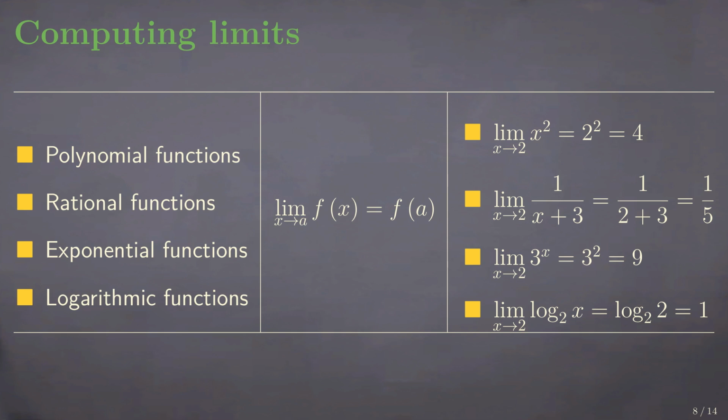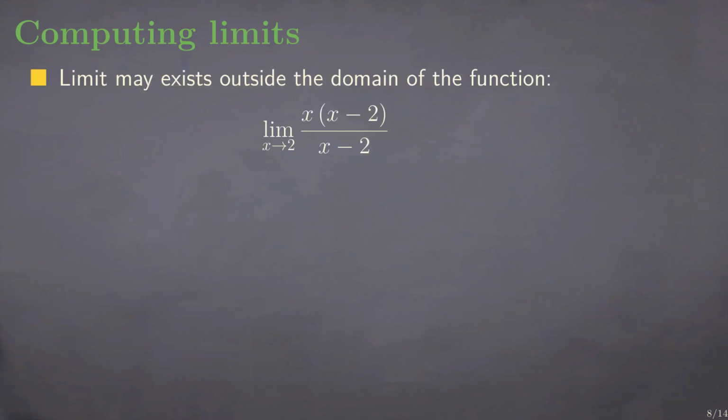So in this formula, in order to compute the limit, we require that the value a needs to be in the domain of the function. However, let's take a look at the following example. Here we are required to compute the limit of x times (x minus 2) over (x minus 2) when x tends to 2.